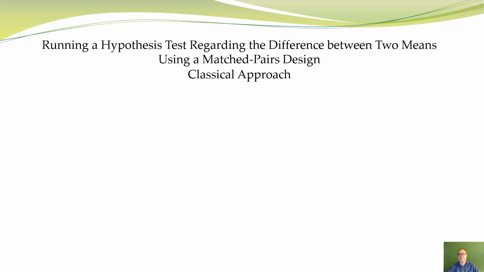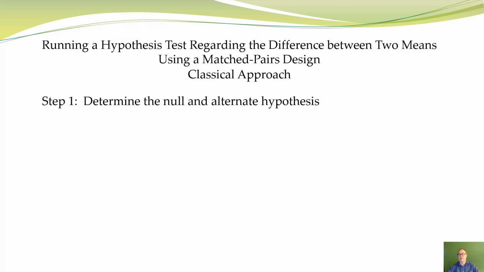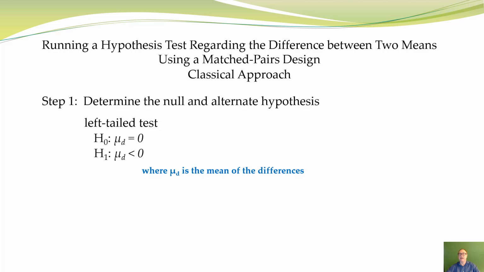Sample size is no more than 5% of the population size. Okay, running a hypothesis test using the classical approach. Determine an alternate hypothesis. This time, we're going to talk about the mean of the differences. We're going to take two samples, sample 1, sample 2, find their difference, and then run the hypothesis test on the difference.